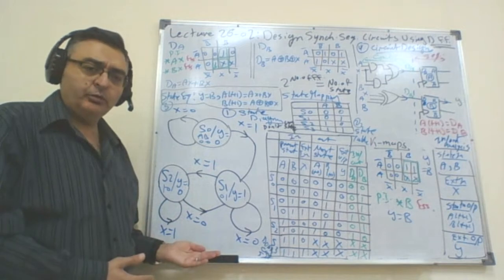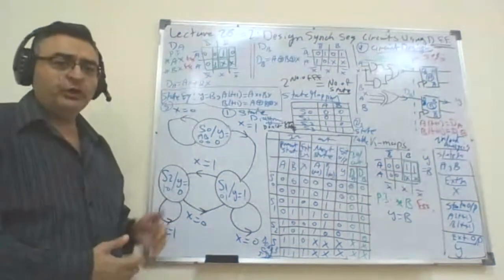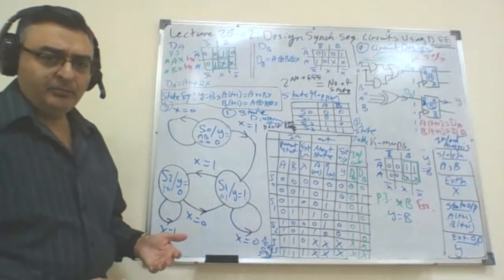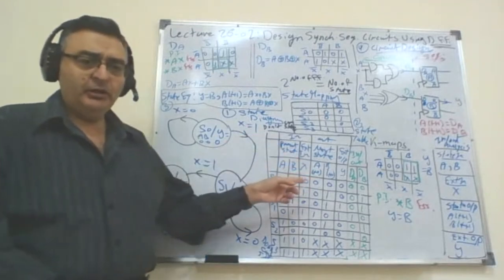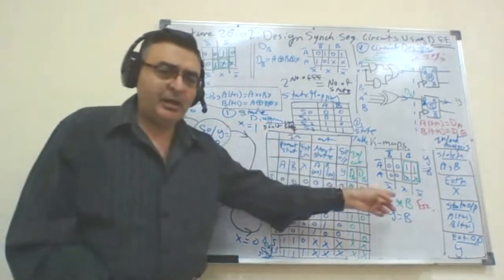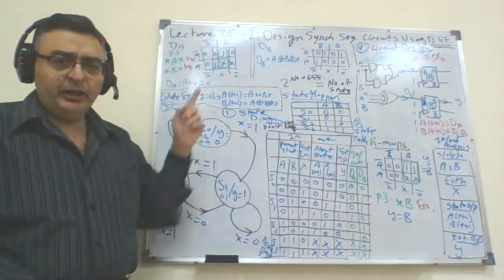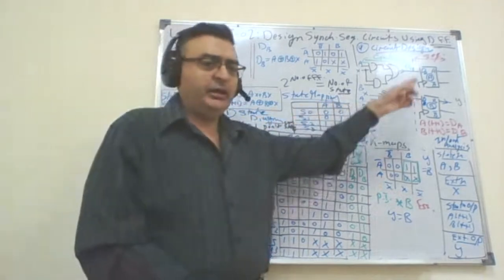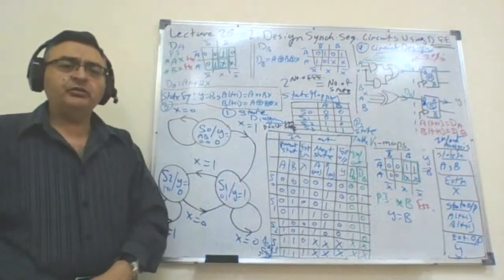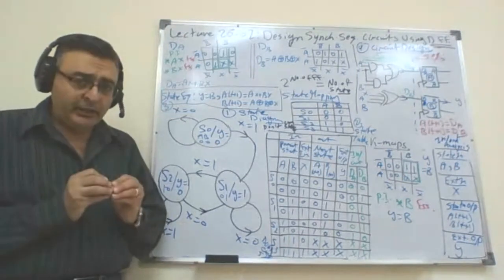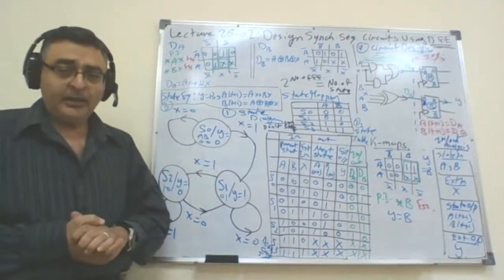In part 1, we developed the state diagram. In part 2, we completed the design by deriving the state table. Then using K-maps, we get the state equations. And finally, we can draw the whole circuit. So we solved the problem in full using the D flip-flop.